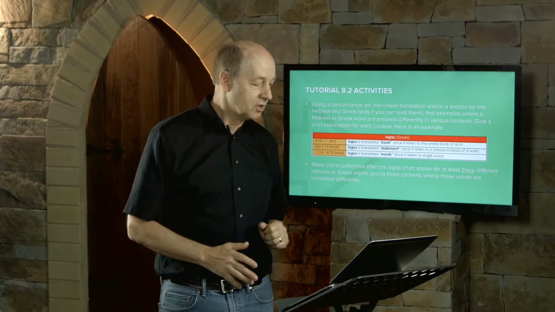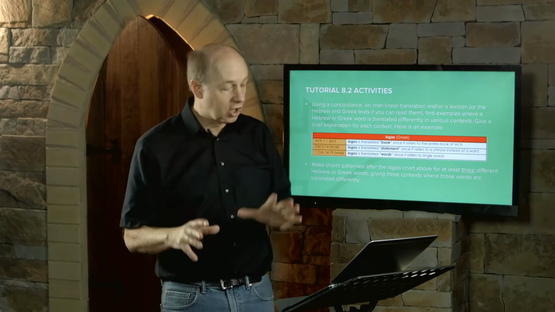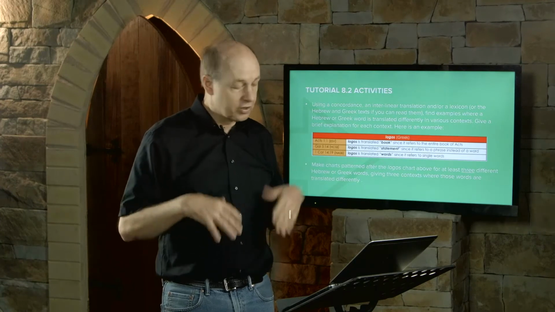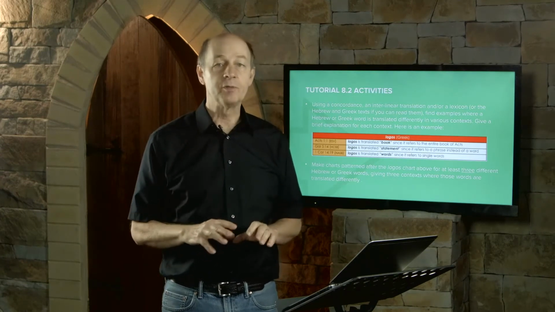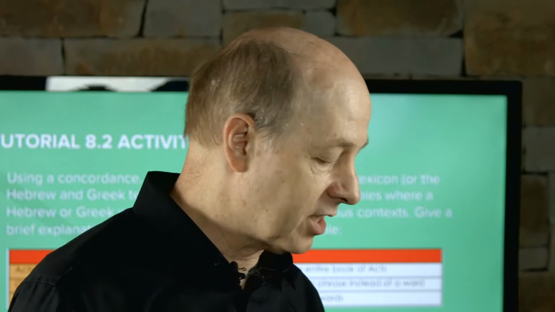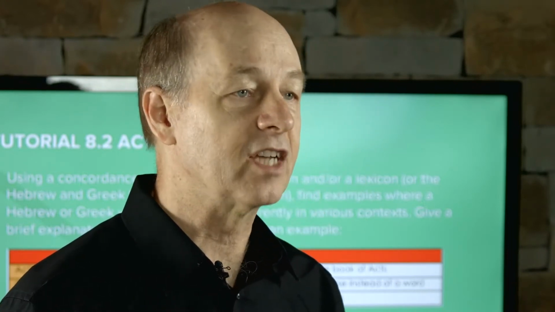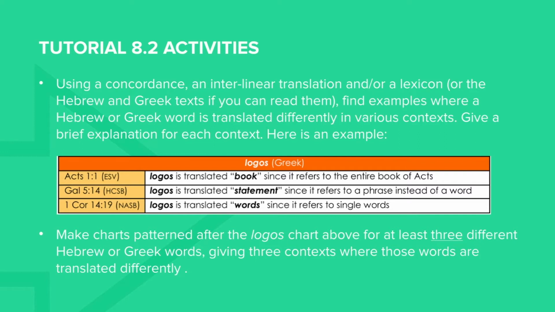So I want you to use a concordance or an interlinear translation along with a lexicon of either Hebrew or Greek. It can be examples from the Old Testament or the New Testament where a single word is translated differently in various contexts. And I want you to give just a brief explanation of why the translators chose to translate it slightly differently, similar to the explanations that are given for these 3 examples of the word logos.